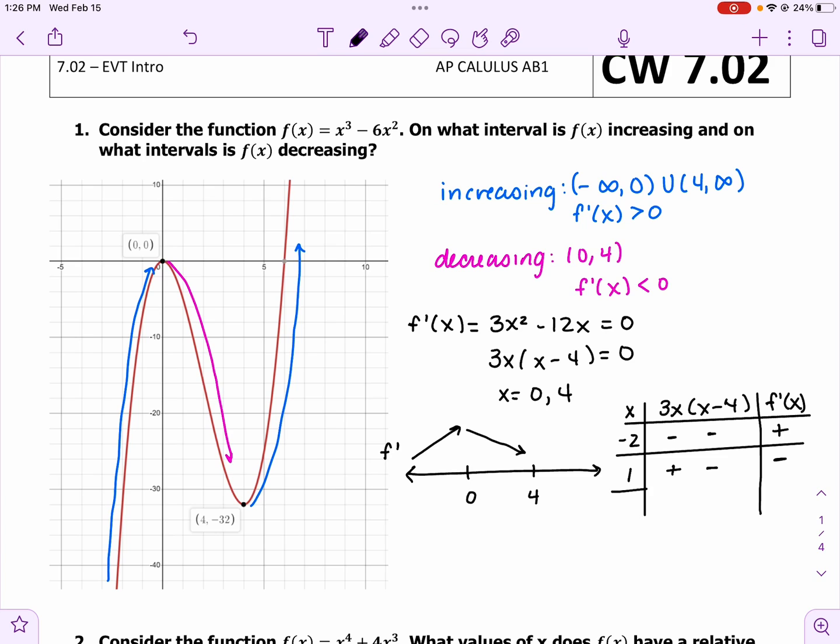And then from there, we can double check again. In the last region, we can choose a number like 5. We would have 2 positive factors whose product is positive. Therefore, the derivative is positive.